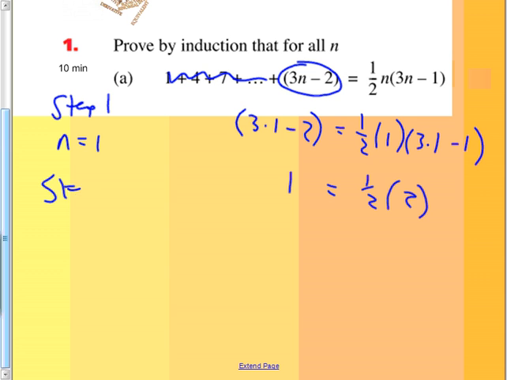Yep. You have to label your steps. Can you rewrite with a K?